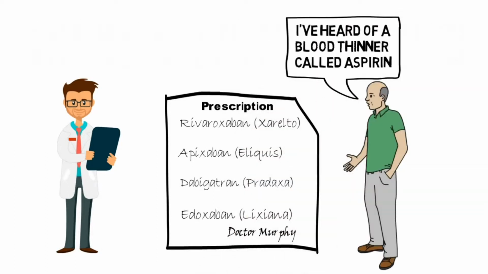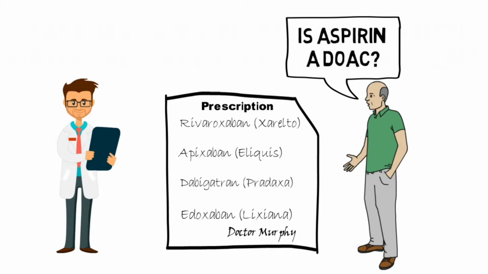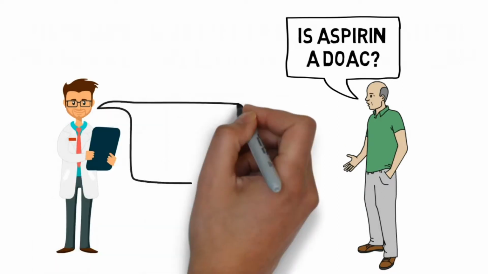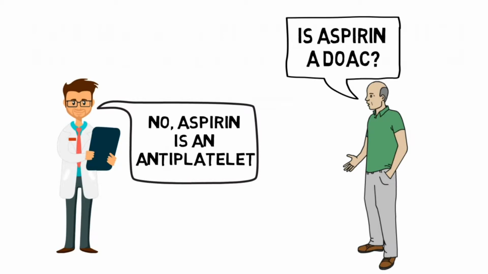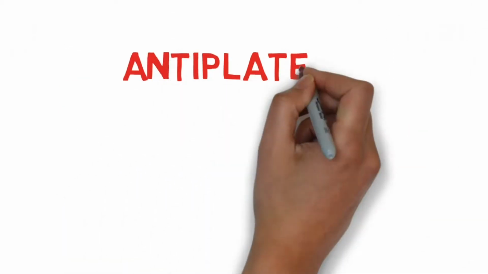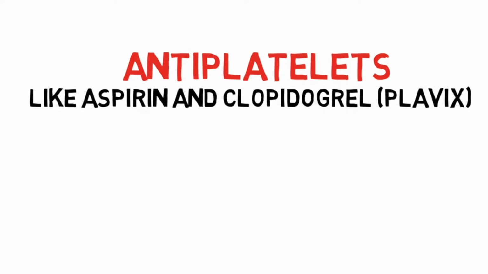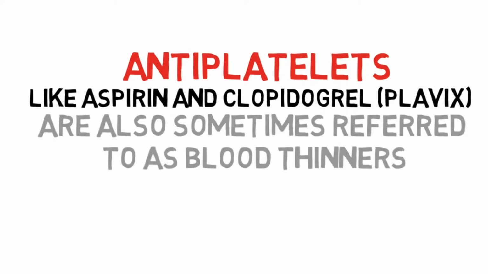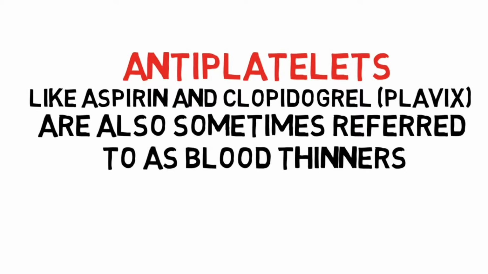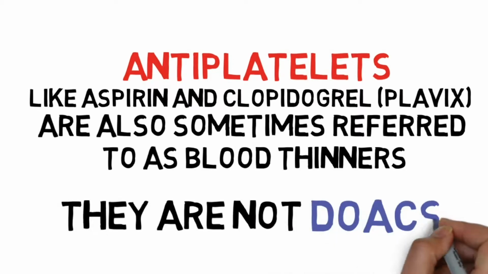You may have heard of a blood thinner called aspirin. Aspirin is not a DOAC. Aspirin is an antiplatelet. Antiplatelets, such as aspirin and clopidogrel, also known as Plavix, are also sometimes referred to as blood thinners. However, they are not DOACs.